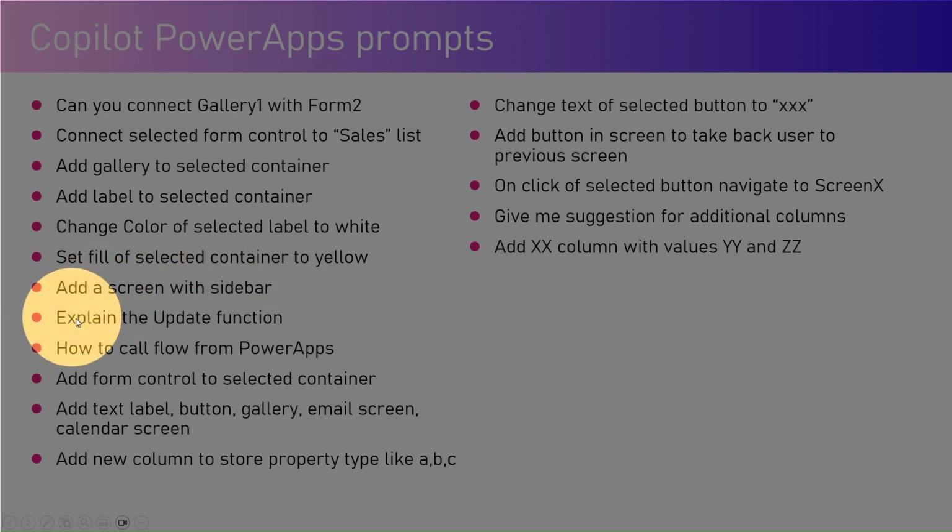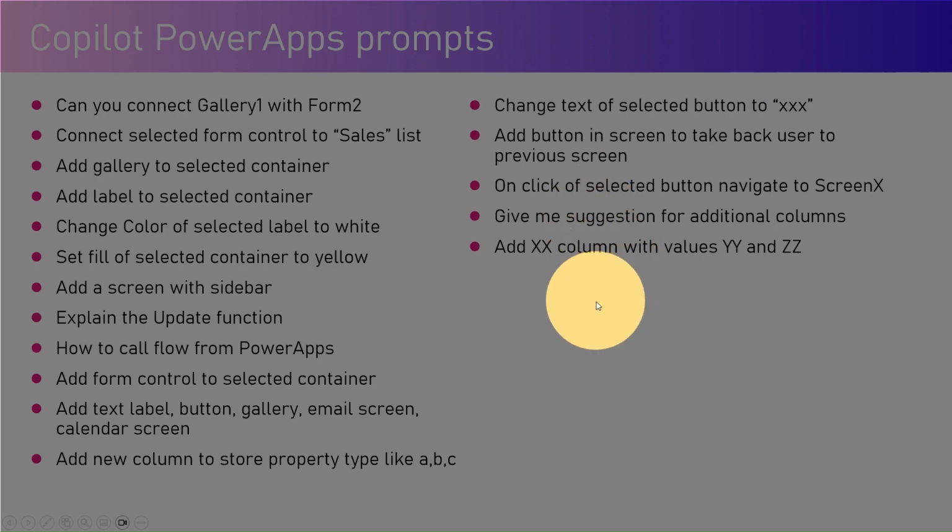And then this one is explain the update function. Now here, if you want to know more about update or update if function, or any other function for that matter of fact, you can ask those questions within the interface. You can also ask how to call flow from Power Apps. So this is also some informative article which Copilot will help you resolve. Then you can add a new column to the property like ABC, or maybe change text of selected button to XXX. So all this thing we are going to see in the example.